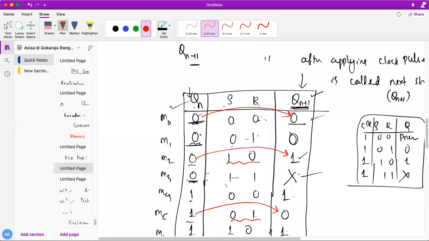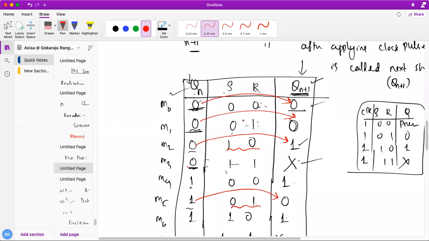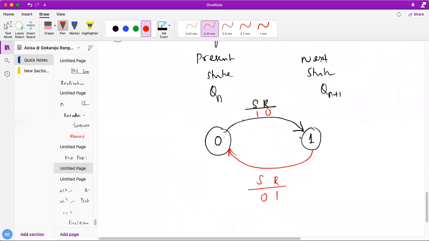Okay, here also I'm transiting from 0 to 0. So at that time what am I getting here? SR will be 0 0 and 0 1. So if I'm transiting from 0 to 0, what is my S and R value? It is 0 0 and 0 1. So 0 0 and 0 1, can I write it like 0 and don't care? S will be 0 and R will be either 0 or 1. So I can write 0 and don't care. So SR will be 0 and don't care.